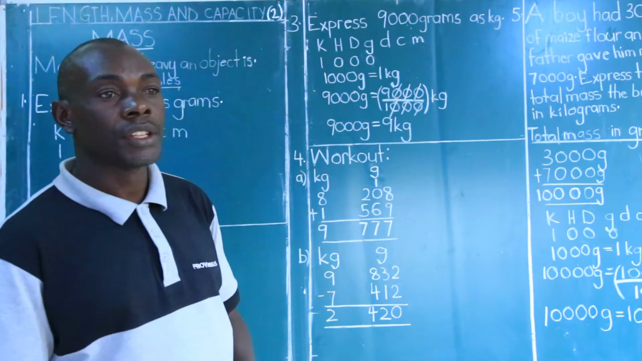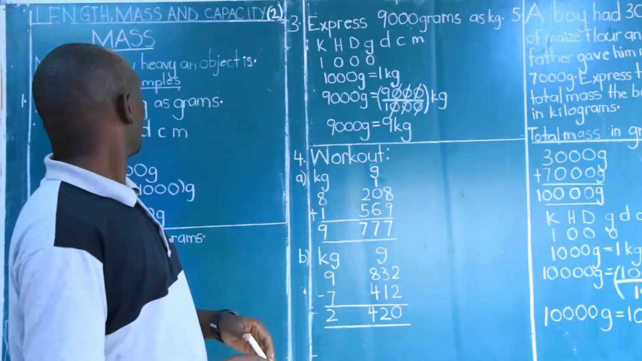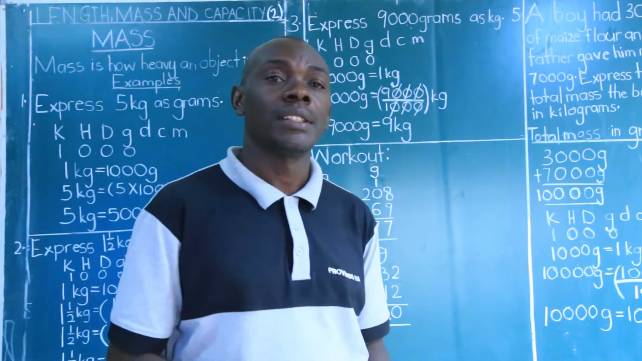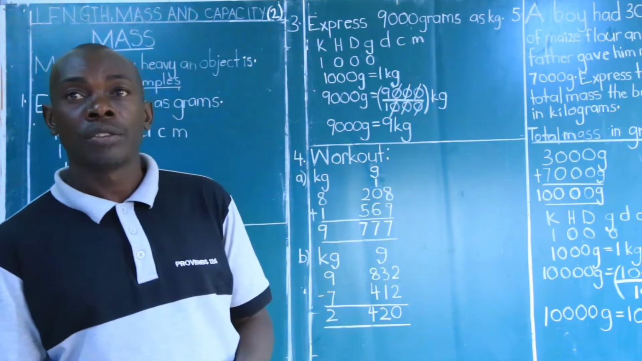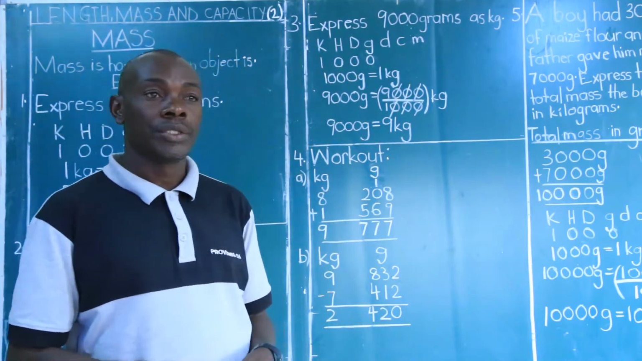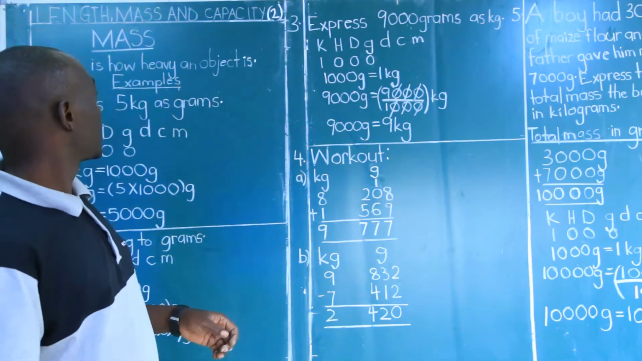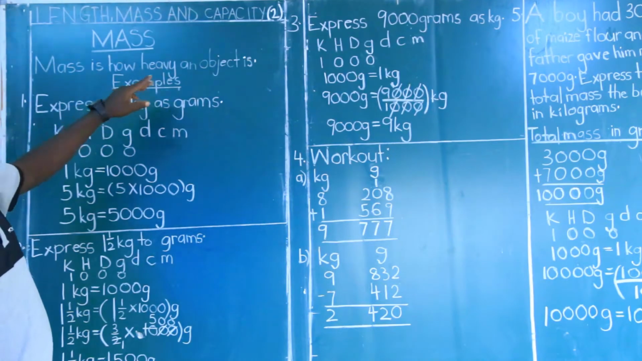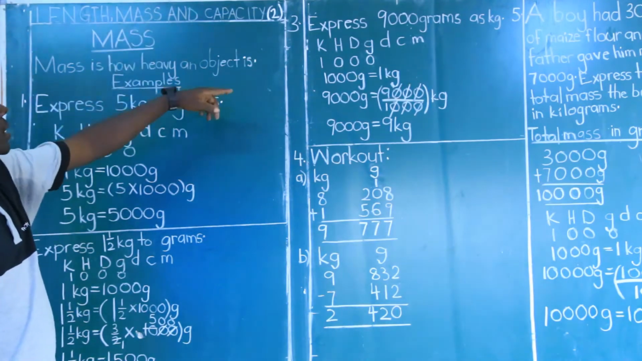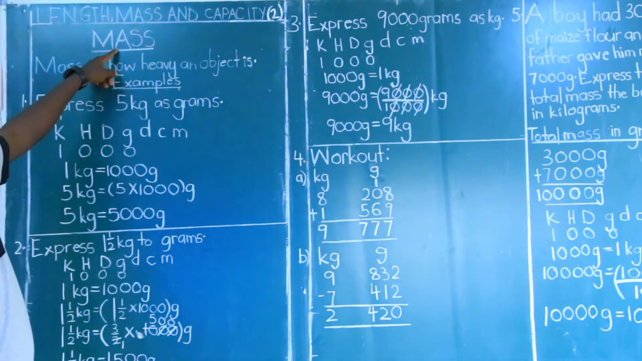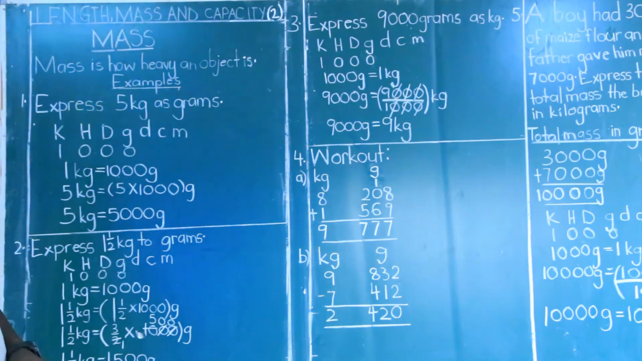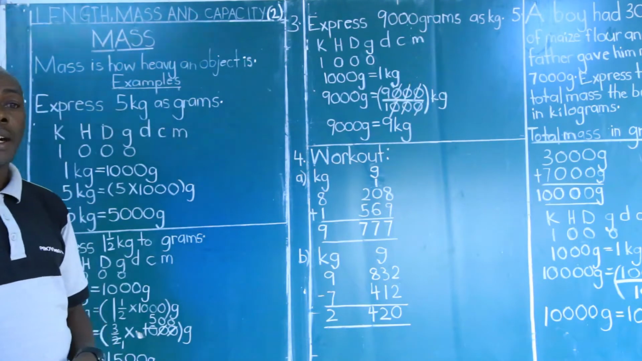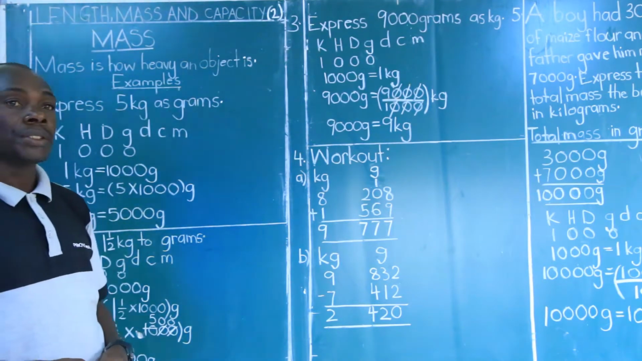Again, I've come with a topic we started last time, that is length, mass, and capacity. We so much talked about length. Now today, we are looking at mass and capacity. Of the two, we are starting with mass. We said mass is how heavy an object is according to our level.